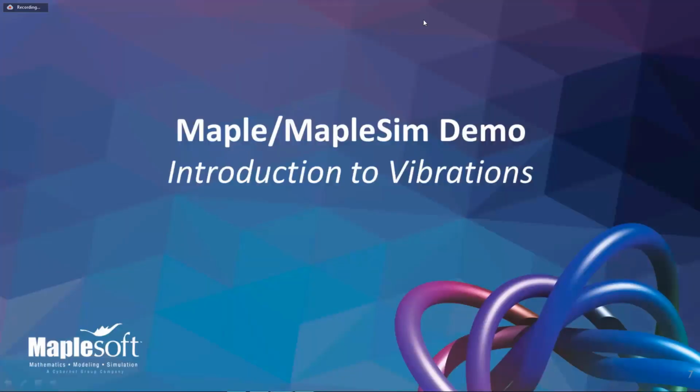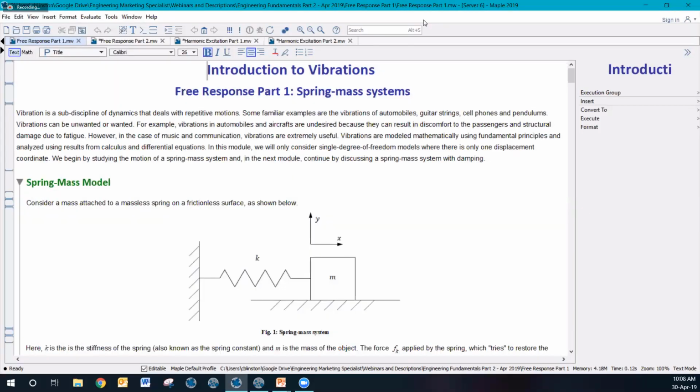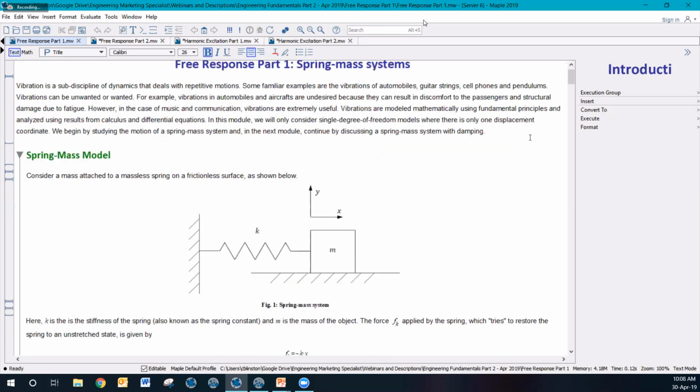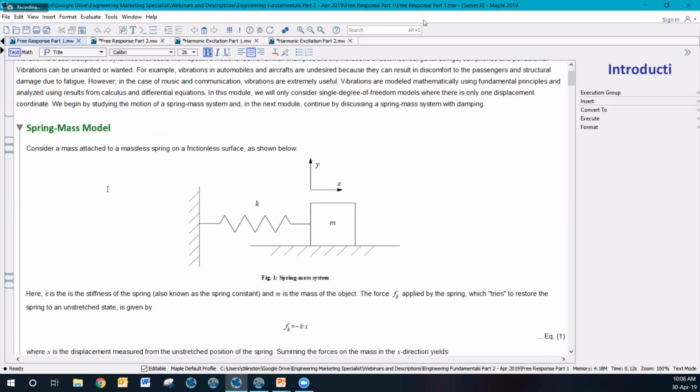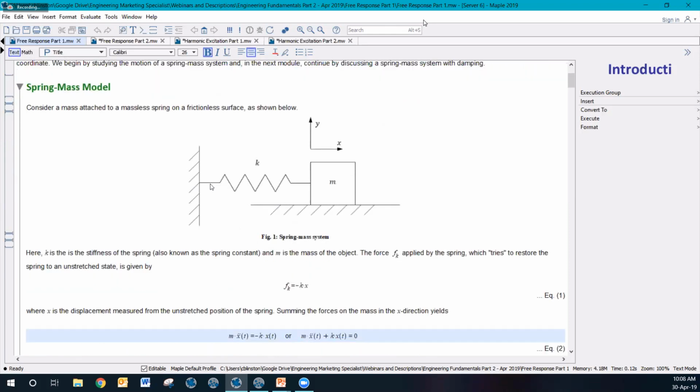So in the following demo, I'll show you a combination of Maple documents and how they can be used alongside MapleSim models to demonstrate a few engineering principles. In this case, we'll focus on vibrations, as I mentioned previously, and we'll look into free response and harmonic excitation. So here we are in the Maple environment. Starting with a basic spring mass system, here I have my Maple document. If we go through, we start out with a basic spring mass model, and we're going to build on the basic theory of the physics here.